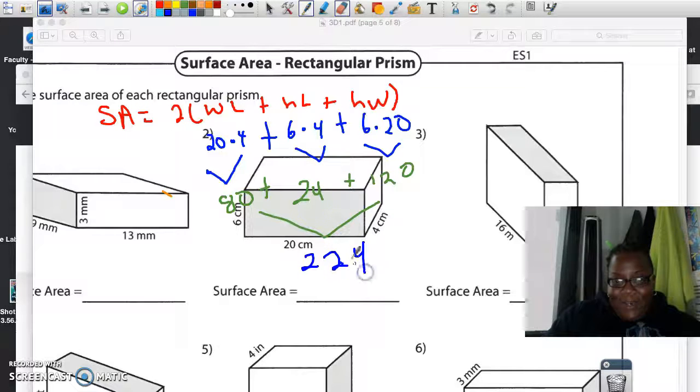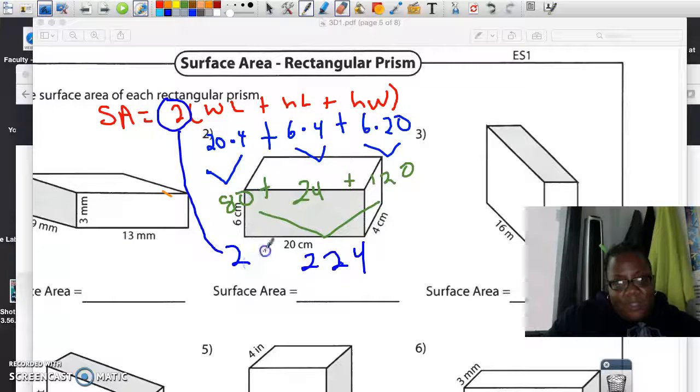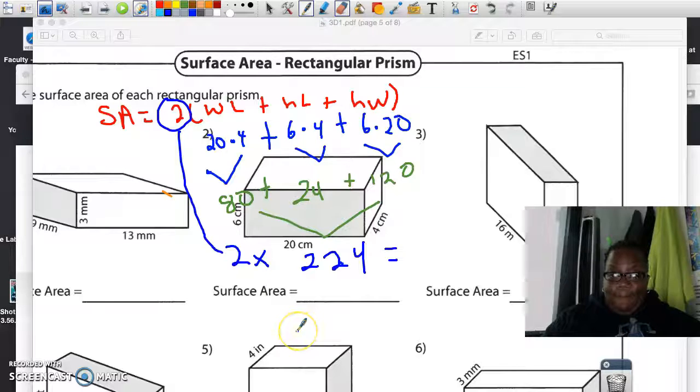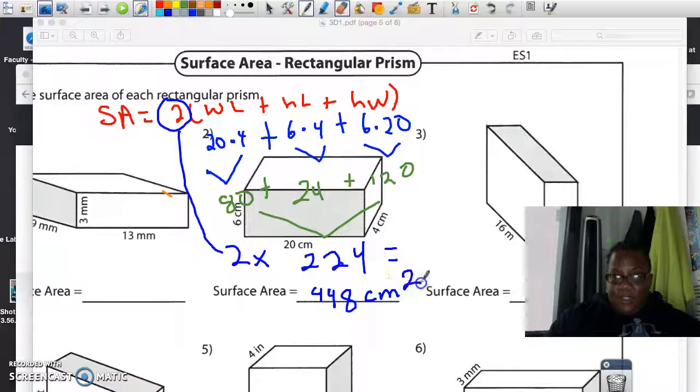Notice how we did that in hand. That's great. But don't forget to multiply that 2 that's on the outside. So then multiply this by 2. And doing that, I would get 448 as my answer. Cubic centimeters.